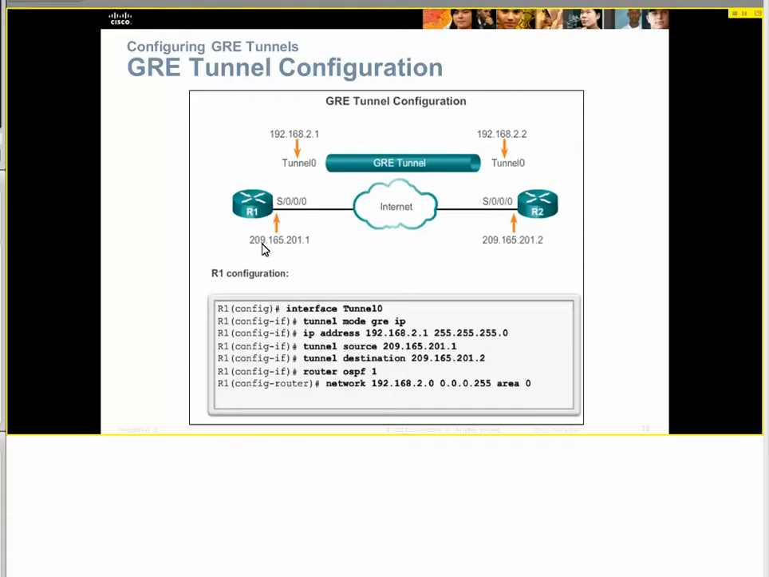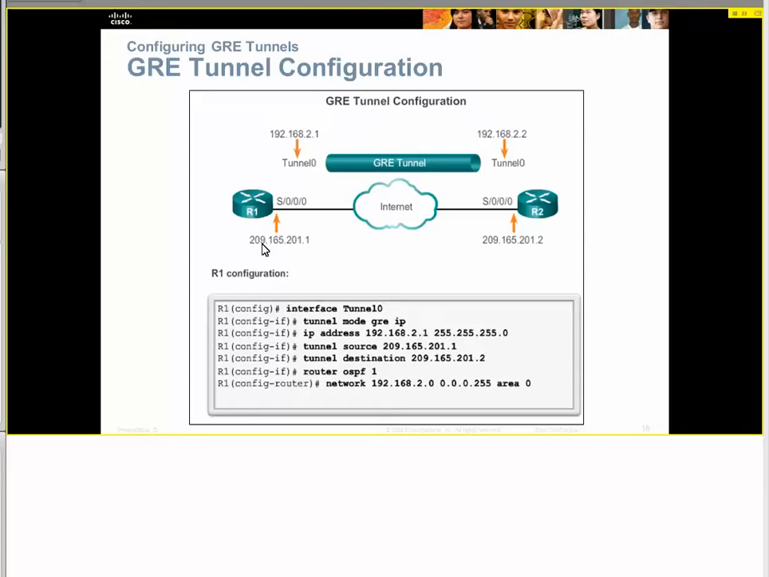Now in this case, it's somewhat misleading because the destination is on the same network as the source. That's the way you're going to do it in the lab because we're not going to build a whole routed network in between.